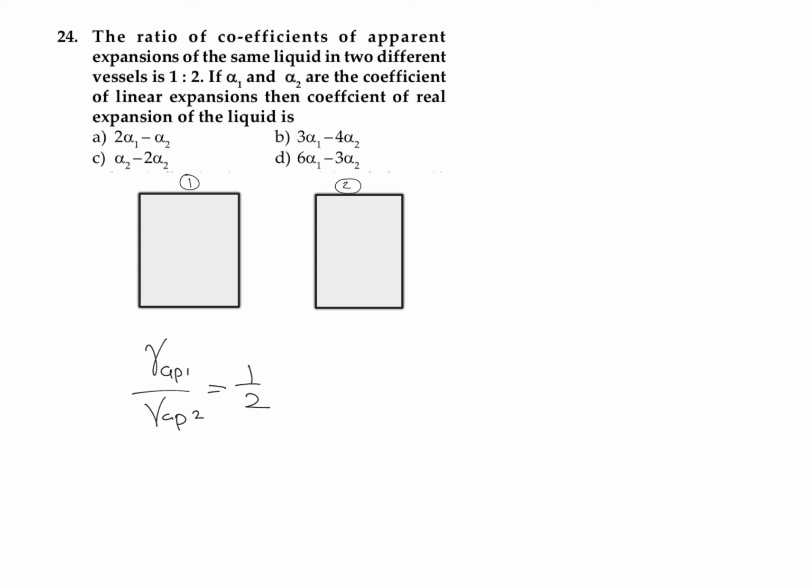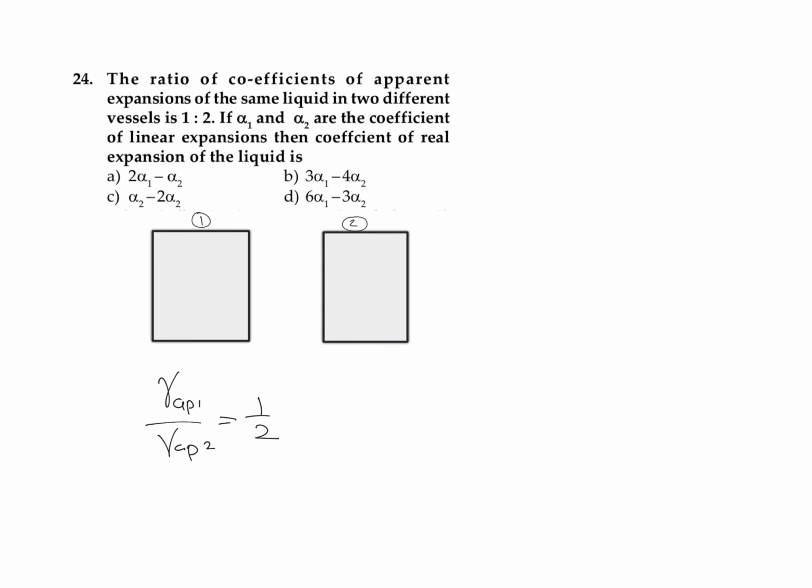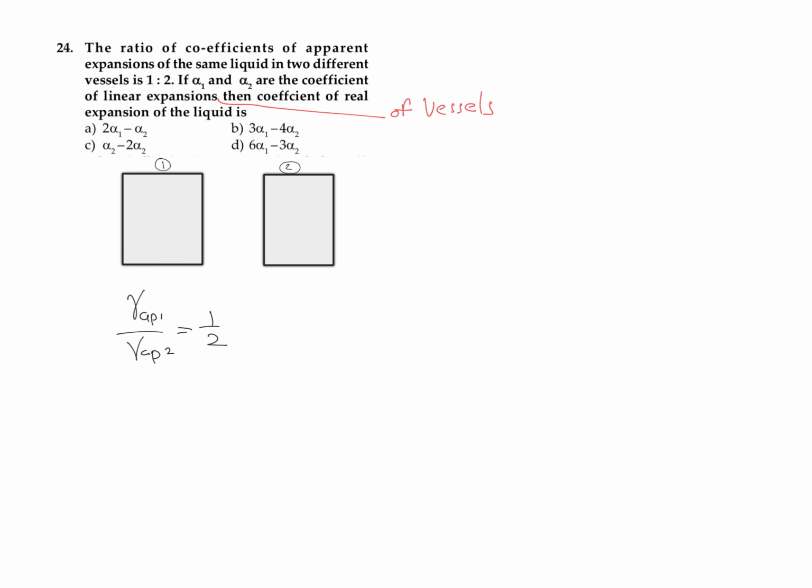If alpha 1 and alpha 2 are the coefficients of linear expansion, then the coefficient of real expansion of the liquid is. When the question is not mentioned, you can write alpha 1 and alpha 2 are the coefficients of linear expansions of vessels, then the coefficient of real expansion of liquid is. So we can write it like this.